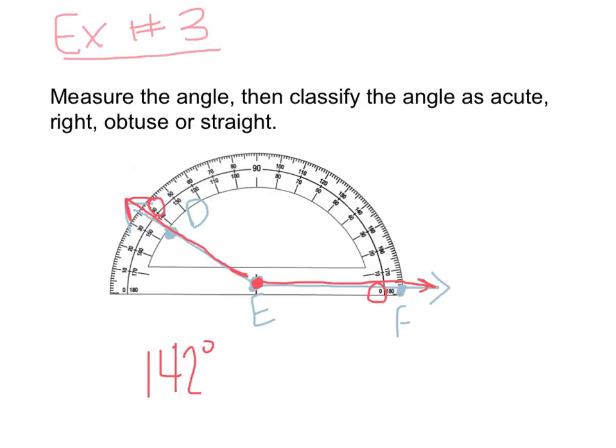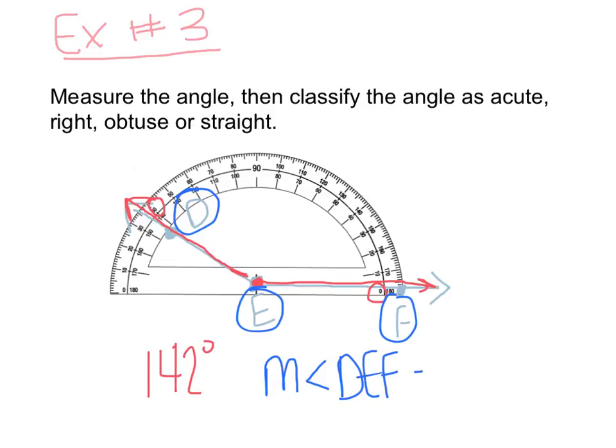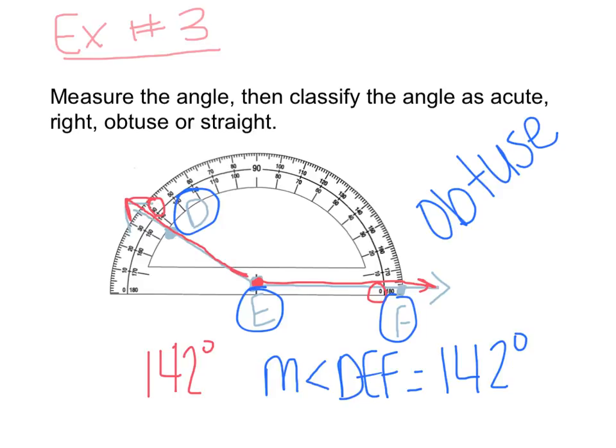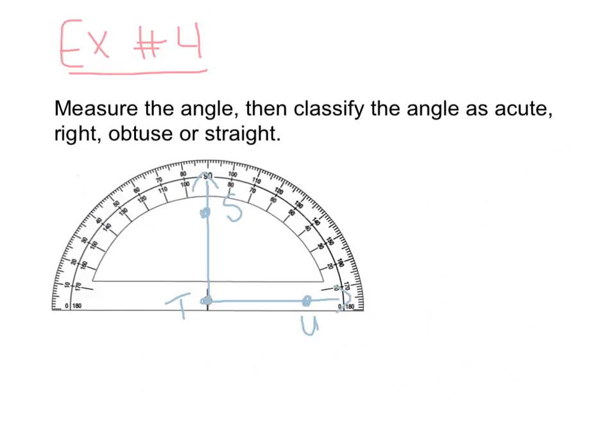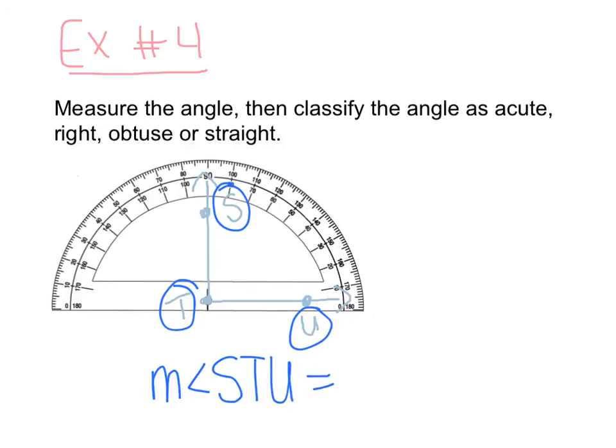So let's write this the way that I was showing you, the appropriate way. So measure of angle. This time we have angle D, E, F, equals 142 degrees. Since that's bigger than 90, I know this is an obtuse angle. And we have our last one. This one should be pretty easy. Measure of angle STU equals, and you can see that this line goes straight up to the 90-degree mark. So that makes it a right angle.